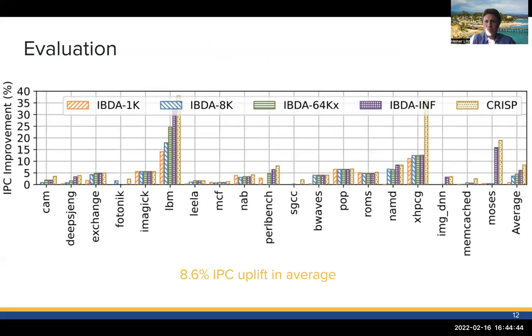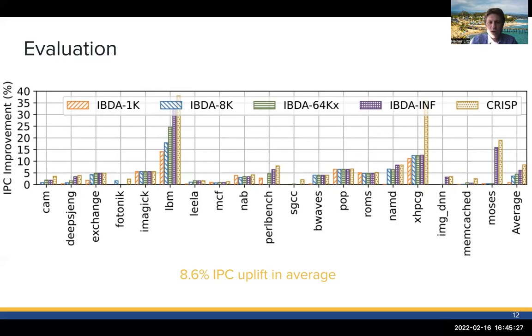We implemented CRISP as a co-designed hardware-software approach. In software, again, we extract the critical instructions and their slices. We then tag the binary as critical. And then we modified a microarchitectural simulator, in particular the scheduler, to observe this criticality instruction prefix while scheduling instructions. And what we found is that CRISP achieves an IPC uplift of 8.6% over the out-of-order baseline we compare against.